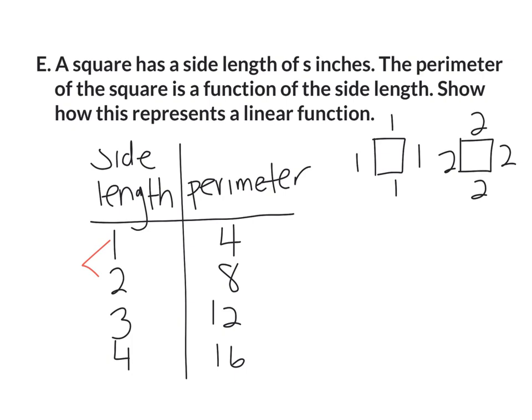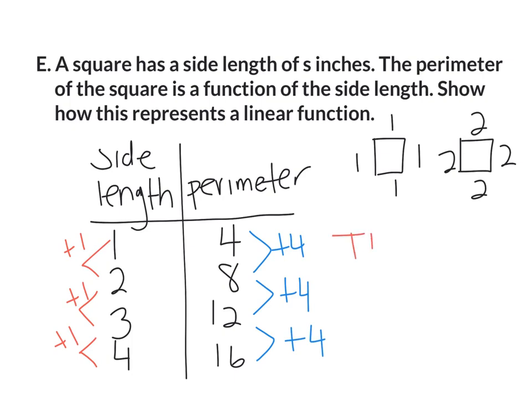Now from 1 to 2, I'm adding 1. From 2 to 3, I'm adding 1. From 3 to 4, I'm adding 1. From 4 to 8, I'm adding 4. From 8 to 12, I'm adding 4. From 12 to 16, I'm adding 4. So the rate of change is constant, so it's linear.